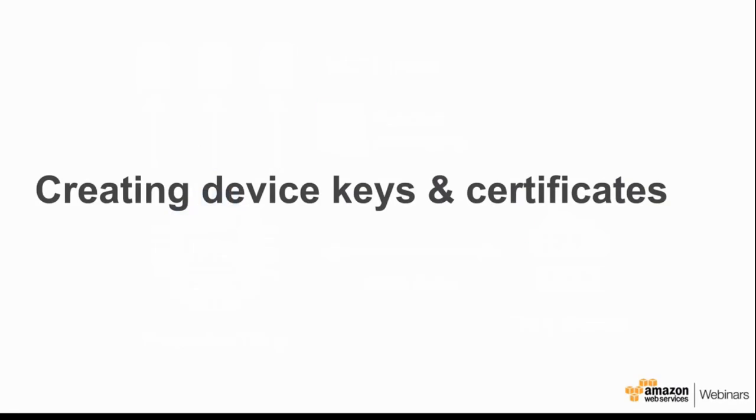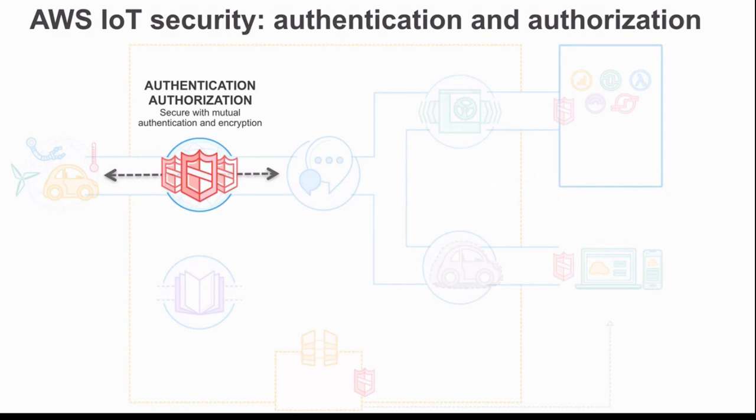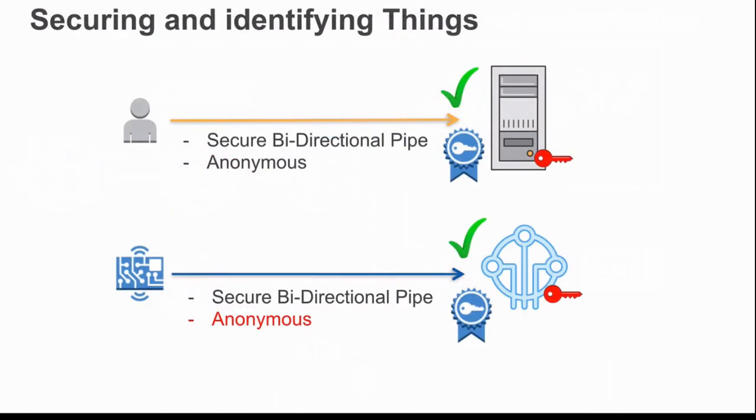Okay, so we want to connect our devices, don't we? We're talking about connected device applications here after all. So how do we go about doing that? Well, we need device keys and certificates in order to authenticate and authorize communications from our devices to the AWS IoT service. And you remember from my architecture diagram that AWS IoT includes this security layer for authentication and authorization. And this is achieved using mutual TLS auth.